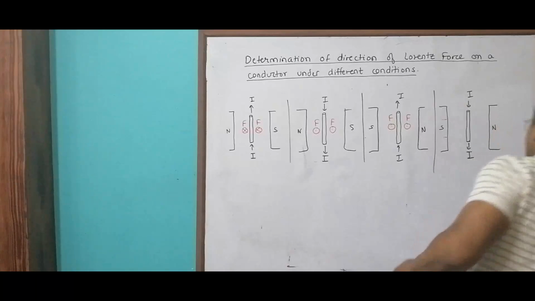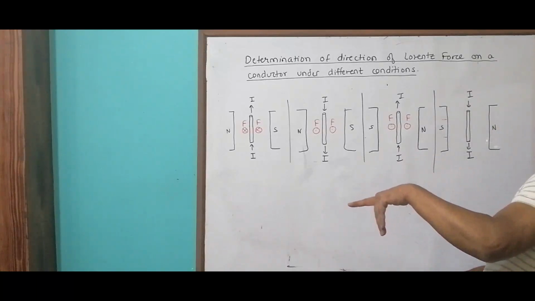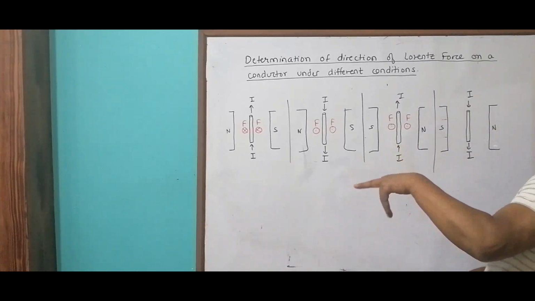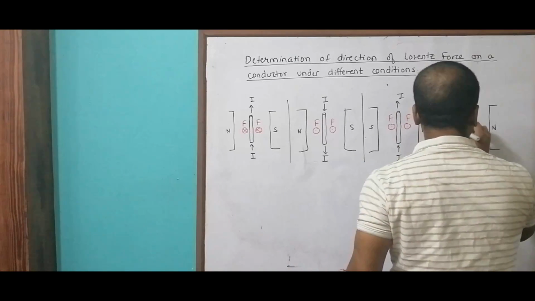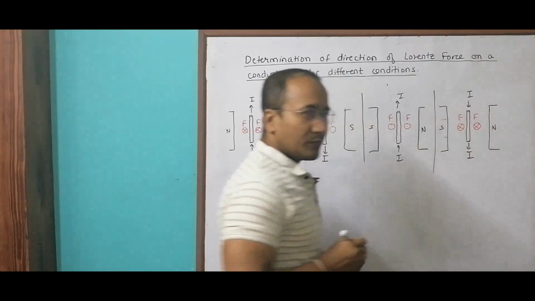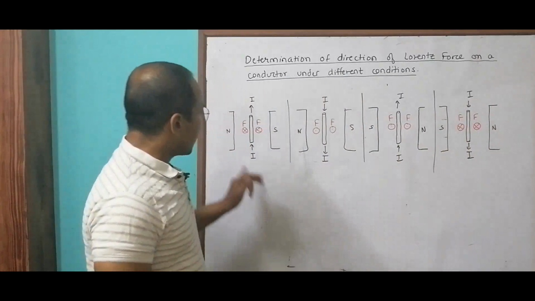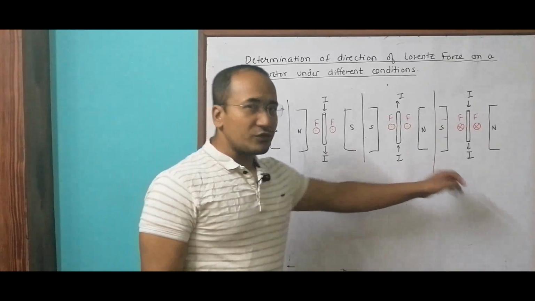Again here, I am applying NS like this, and current downward, so force is like this. So force is like this, going in that direction. So the force should be, so this is the force and this is the force. So these are case number 9, 10, 11, 12.